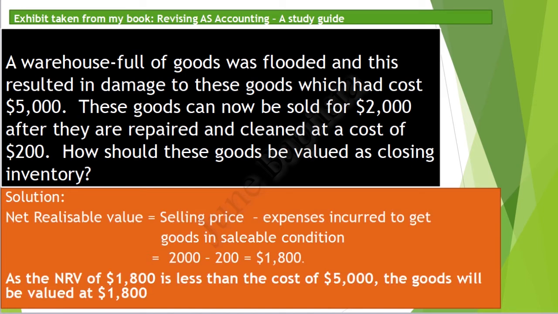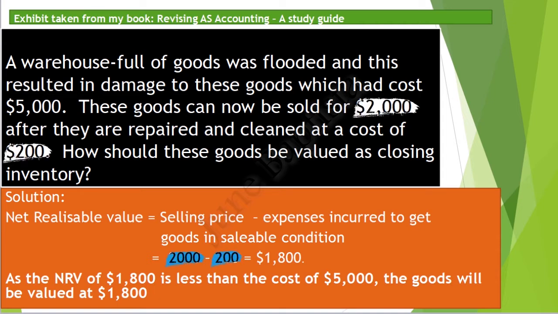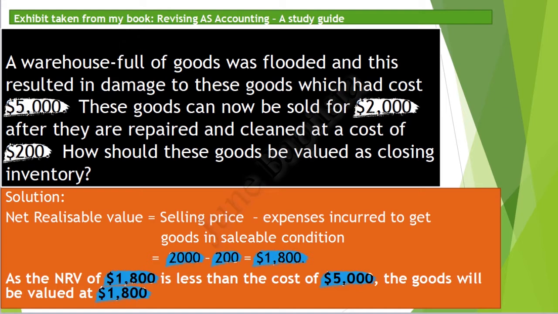Solution. The net realizable value is equal to selling price minus expenses incurred to get the goods in a saleable condition, which is equal to $2,000 minus $200 to give us $1,800. Answer. As the net realizable value of $1,800 is less than the cost of $5,000, the goods will be valued at the lower of the two, and that is at $1,800.